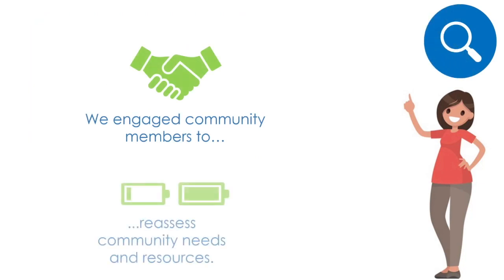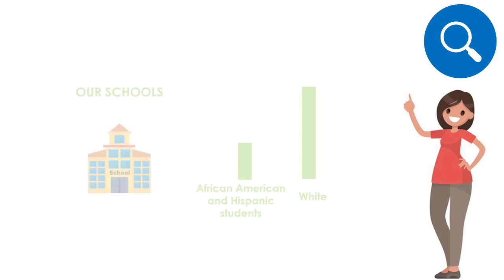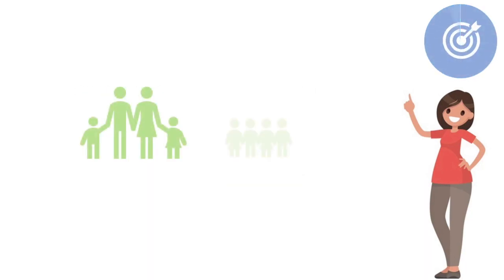We started by engaging community members to reassess the needs and resources in our community. We learned that while test scores had improved at the schools we were working with, those schools had not been as successful at helping African American and Hispanic students to achieve. By talking with parents and students, we discovered that our program was not doing enough to meet the needs of our African American and Hispanic students either.